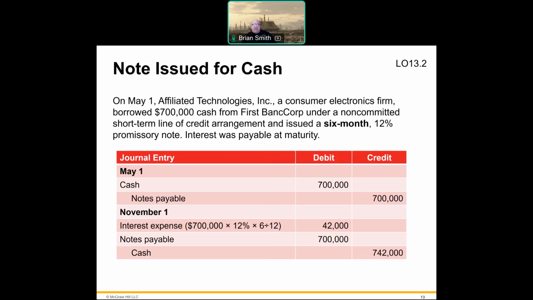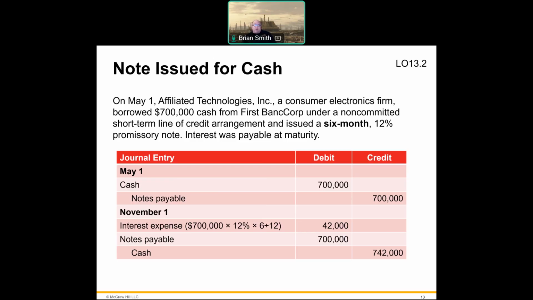We borrow the money, it's a debit to cash, credit to notes payable. That should not be any earth-shattering journal entry. And with respect, paying it off shouldn't be all that much either. I mean, we've done this stuff before in financial accounting. 700,000 times that 12% annual interest rate. And then we're going to multiply it by the result of 6 divided by 12, or half, because that's what 6 divided by 12 equates to, 1/2 or half. So that's the amount of interest, half of 12% of that. So that's $42,000. And we end up paying the cash of $742,000, as well as paying off the note payable.